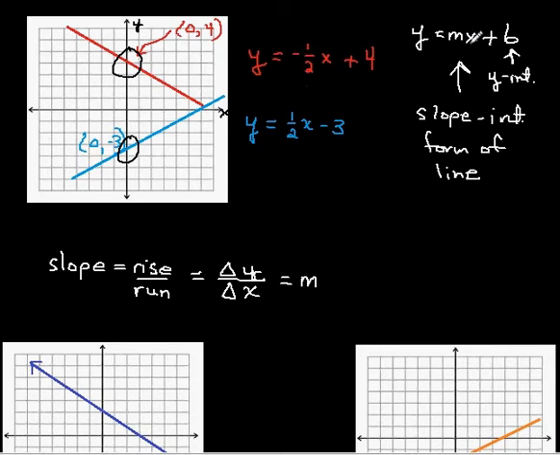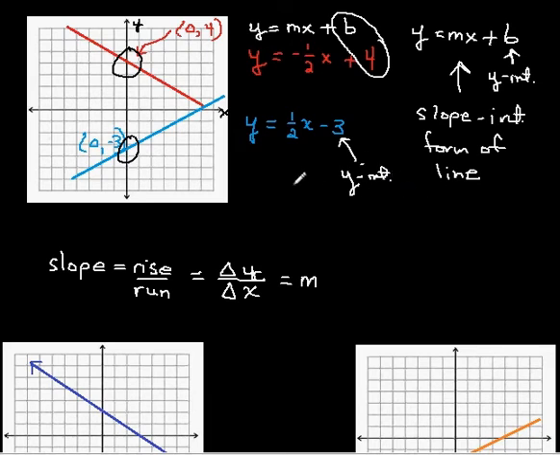So if an equation is in this form, y equals mx plus b, like you'll notice this one is y equals negative 1/2 x plus 4. It's in the form y equals mx plus b. The y-intercept is always the b. So by looking at this red equation, I can say, oh, my y-intercept is 4. I don't even have to graph it to know that. By looking at this blue equation, I can say, wow, it's in the form y equals mx plus b, even though it's minus. This means the y-intercept is negative 3.